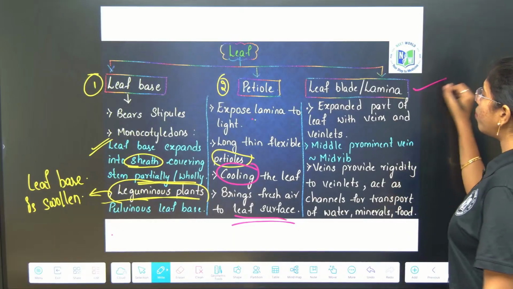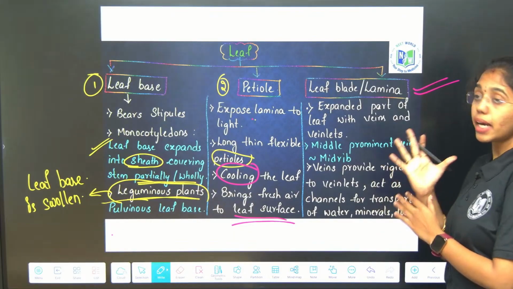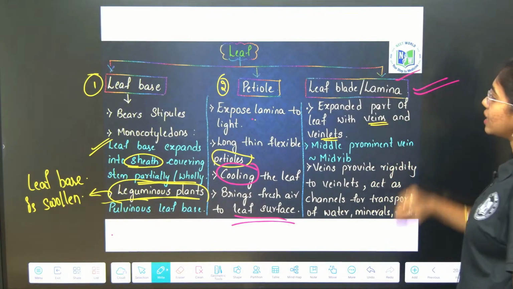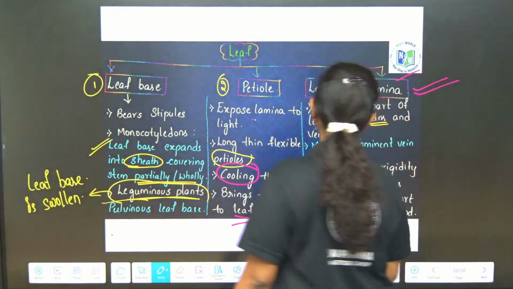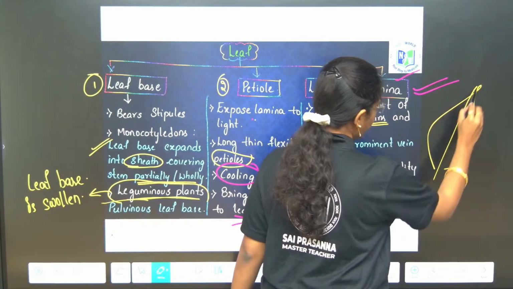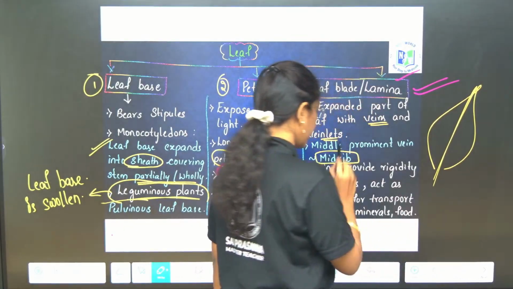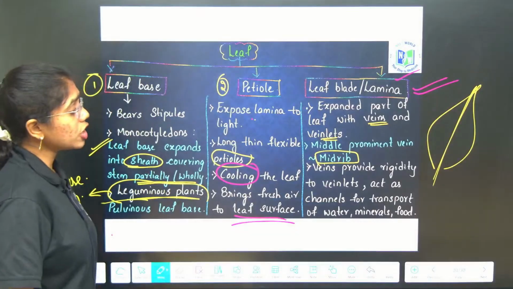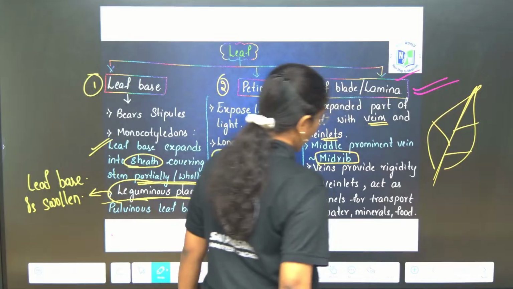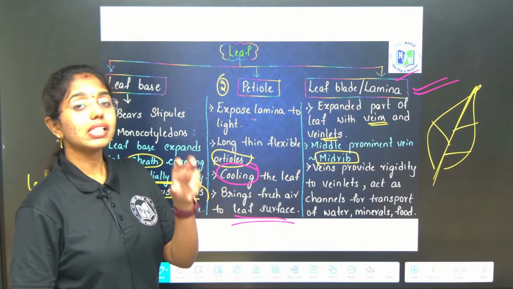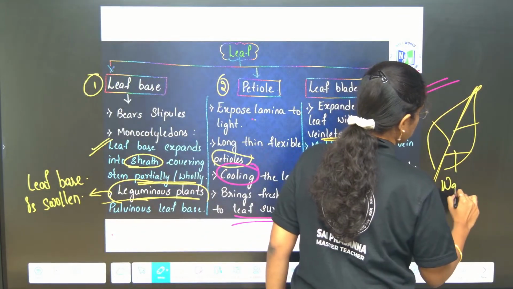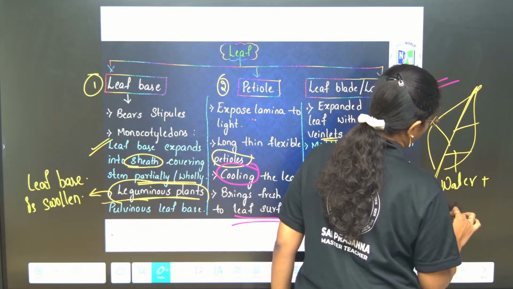Next is the leaf blade or lamina. The expanded part of the leaf which has veins and veinlets is called the leaf blade or lamina. In that leaf blade, the middle prominent vein is called the midrib. Veins provide rigidity to the veinlets, and veinlets are the proper channels for the transport of water and minerals.